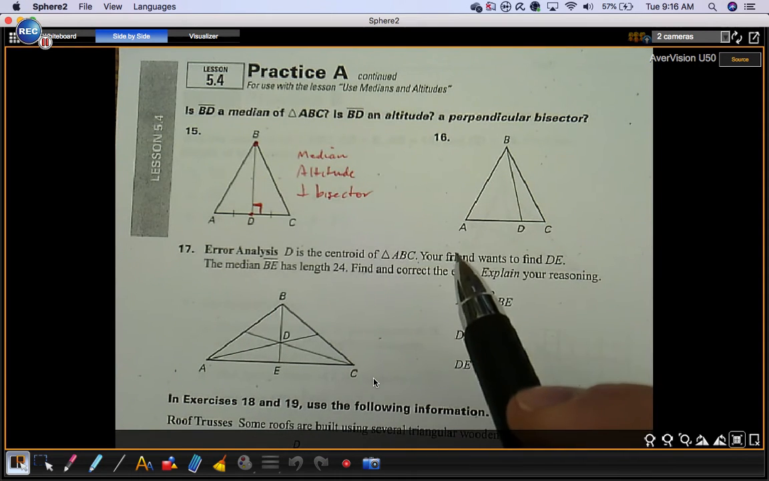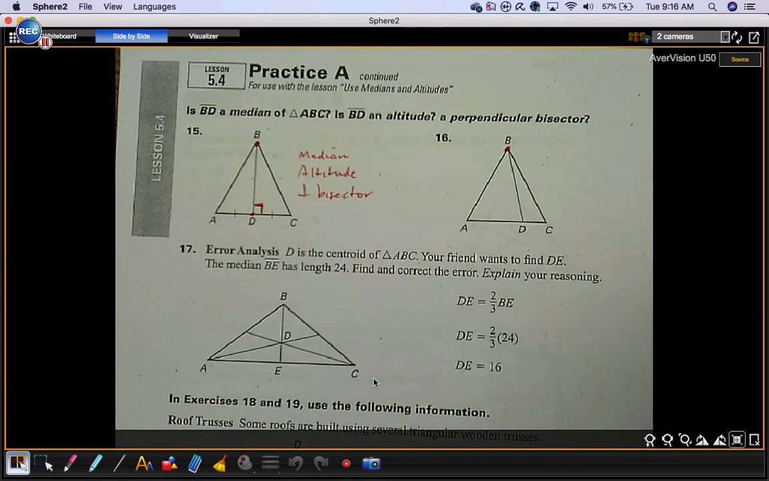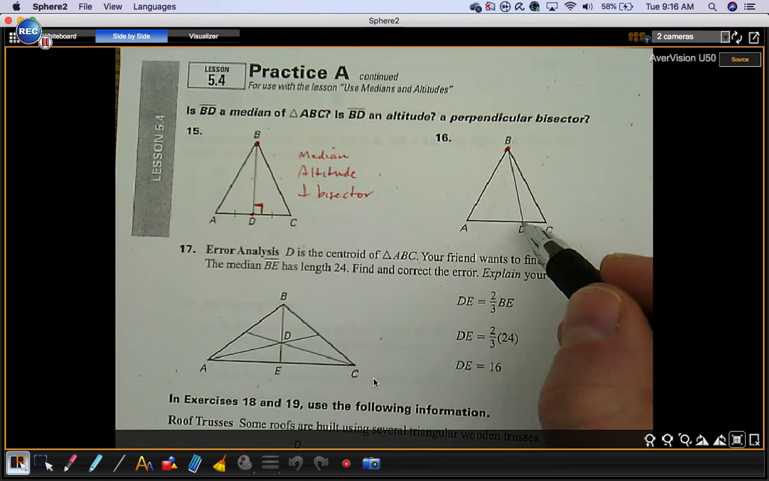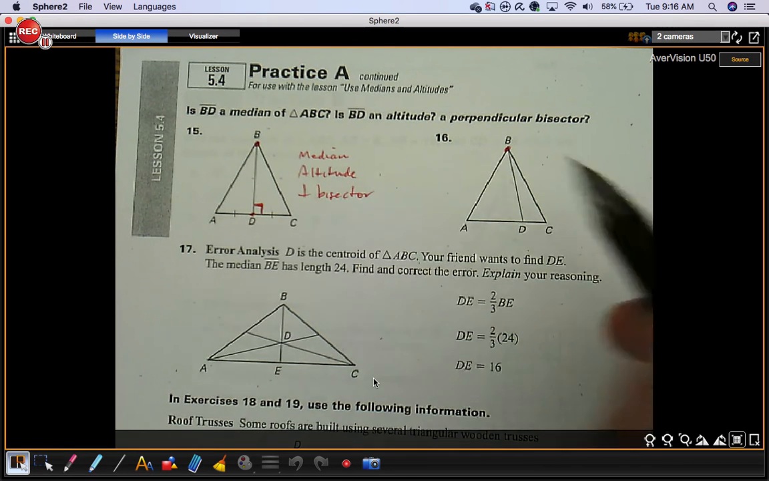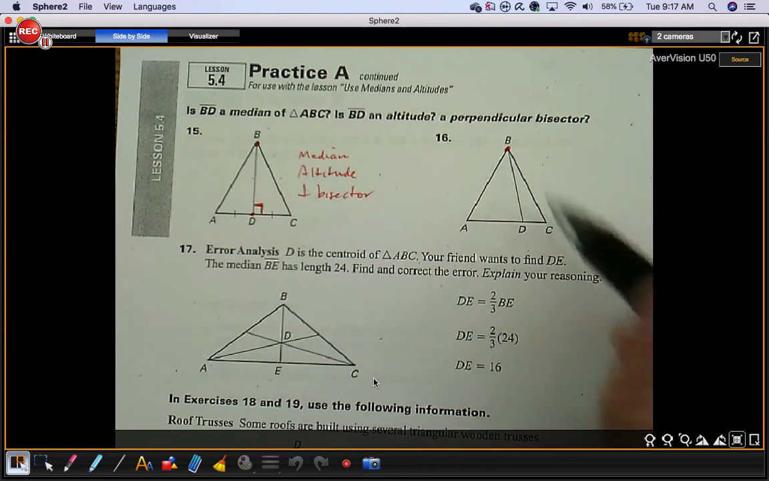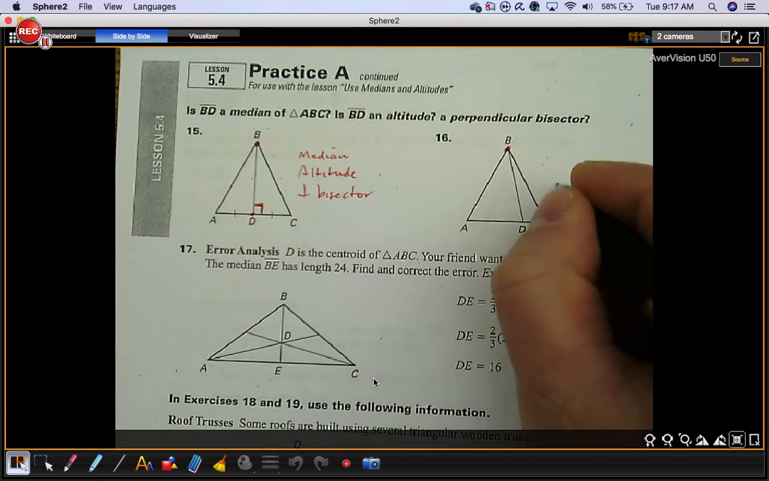Number 16. It definitely touches a vertex, but notice the other things you need. You needed point D to be a midpoint, and it isn't. So if it's not a midpoint, that can't be a median, and it can't be a perpendicular bisector. Also, there's no right angle. If there's no right angle, it can't be an altitude, and it can't be a perpendicular bisector.